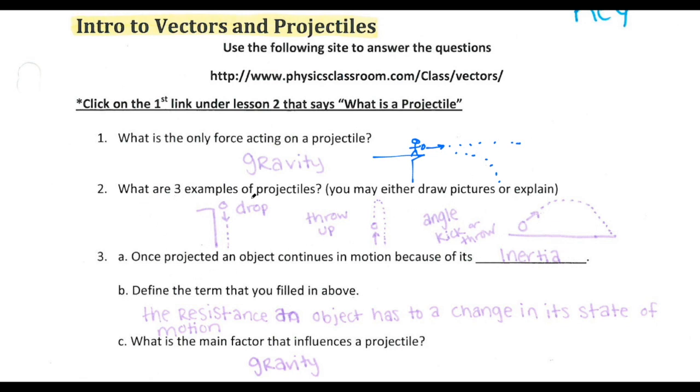3 examples of projectiles. So you guys can notice that this is Miss Mardoyan's answer key, much prettier handwriting than mine and much more organized, so thank you to her for that.